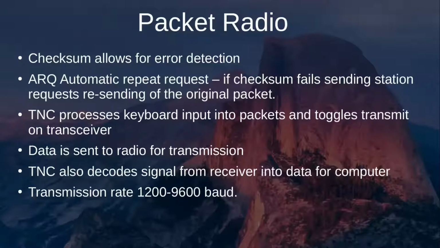Packet radio transmission rate typically ranges from 1200 to 9600 baud. And as we remember, baud is symbols per second. So that's a rate of 1200 to 9600 symbols per second.